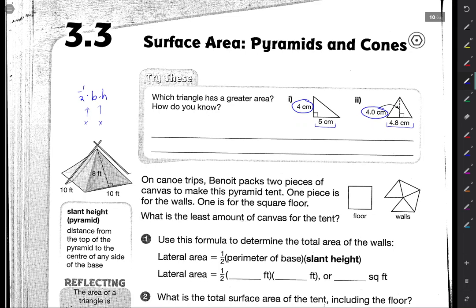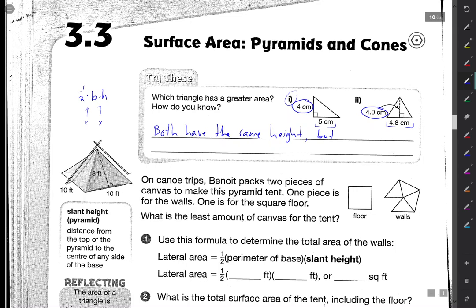So if I were to plug these numbers into the formula, the first one would be bigger because the base is bigger. So I'm going to say both have the same height, but number 1 there has a longer base. So it has a greater area.